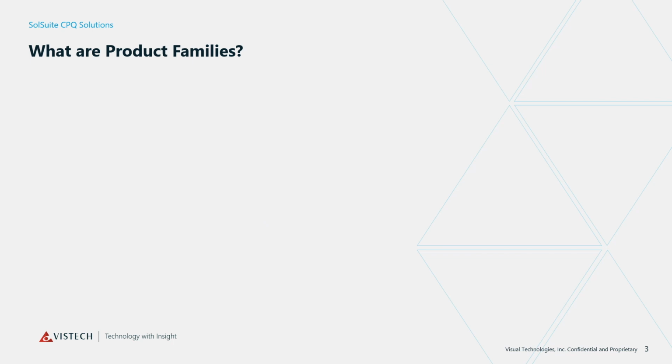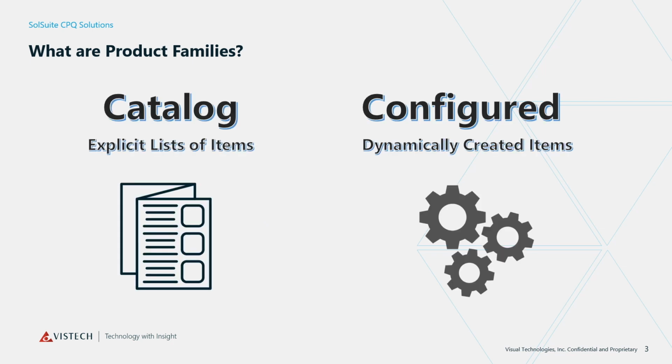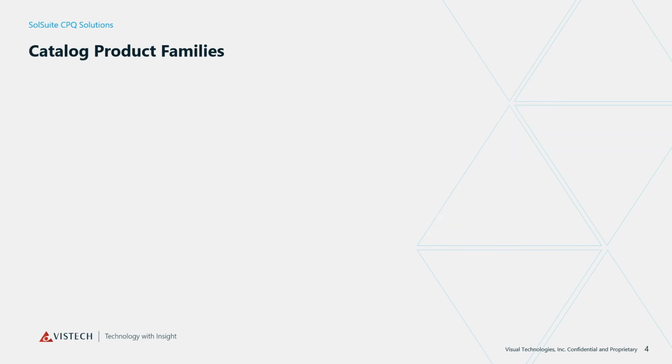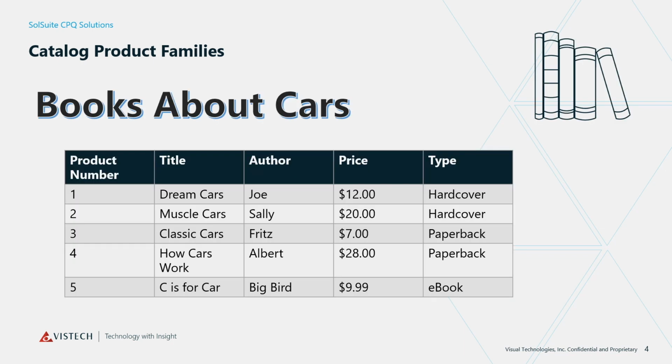SolSuite supports two types of product families: catalog and configured. Catalog product families are just lists of products, each with a unique product number, sometimes called a SKU, or stock keeping unit. Staying with a vehicle theme, searching for books about cars in a catalog would return a definitive list of books with a unique product number, title, an author, and a cost. You order the book, and you know exactly what you receive: that specific book.